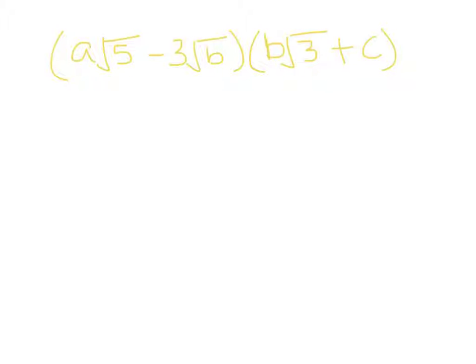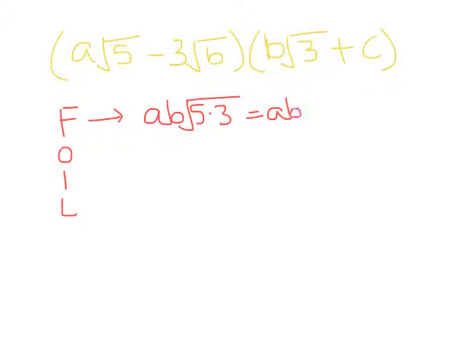Here we're multiplying two radical expressions. Recall that when we have two binomials that we're multiplying against each other, we can use something called FOIL. FOIL stands for first, outer, inner, and last. So our first terms are a times the square root of 5 and b times the square root of 3. So we can write that as ab times the square root of 5 times 3, or ab times the square root of 15.